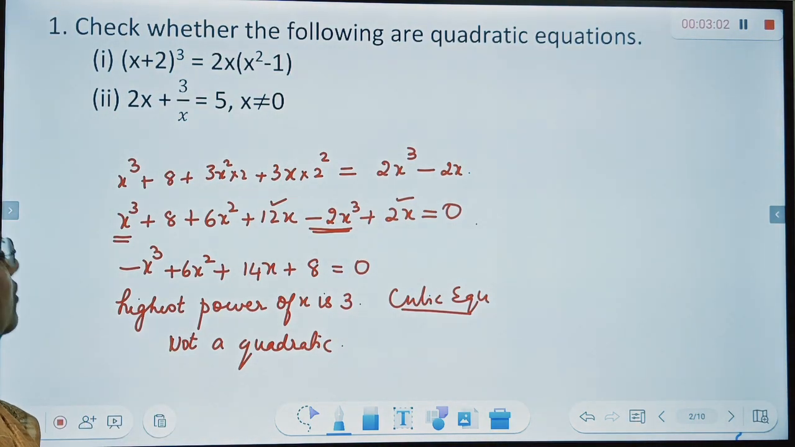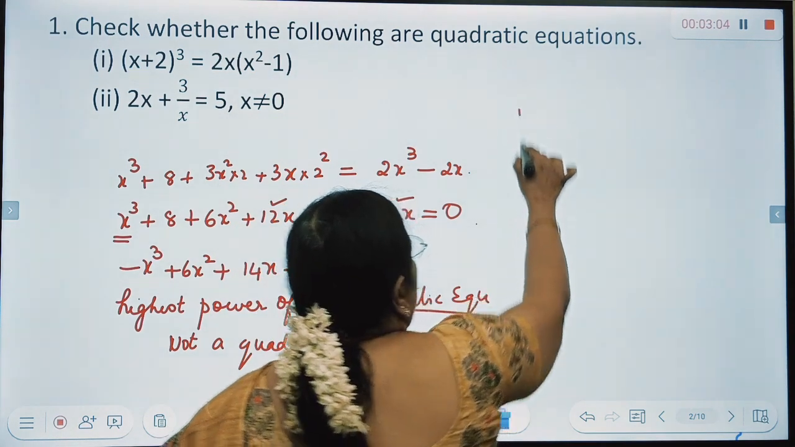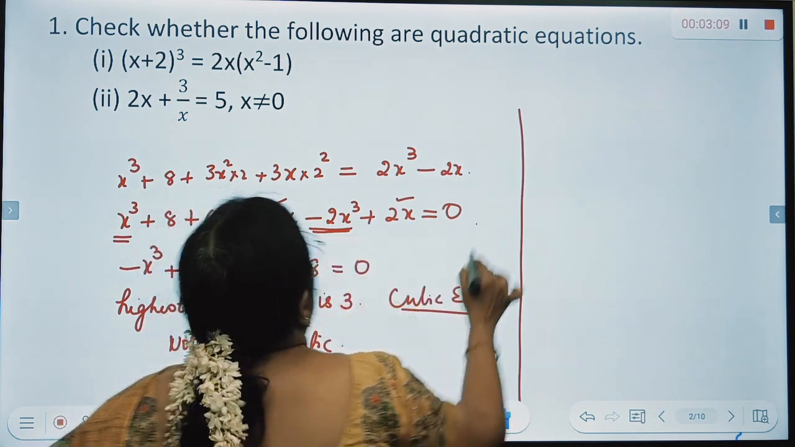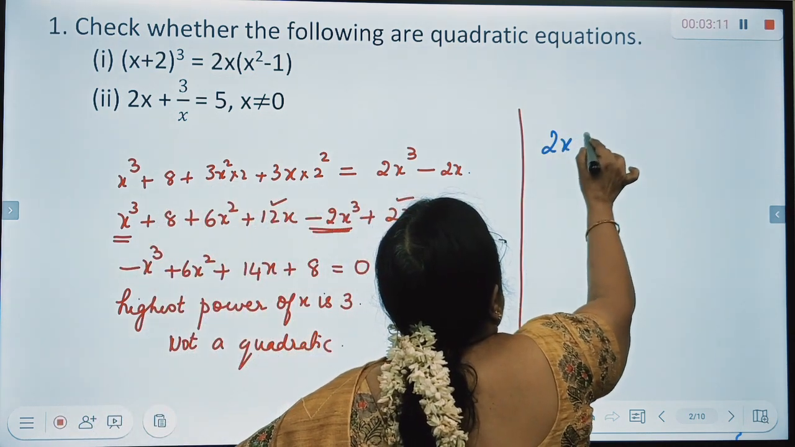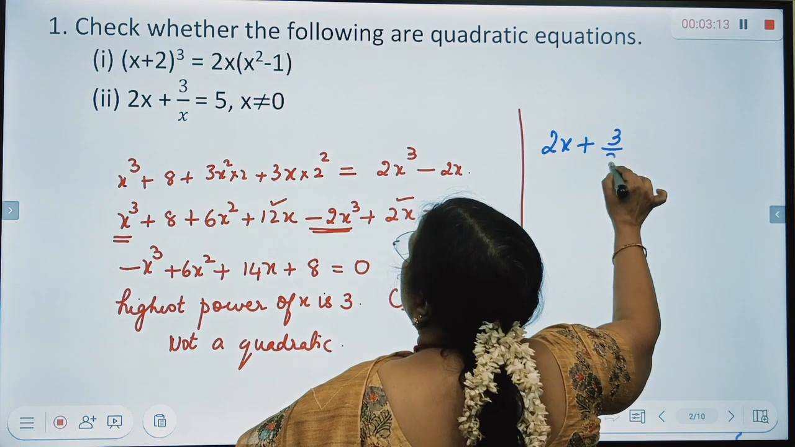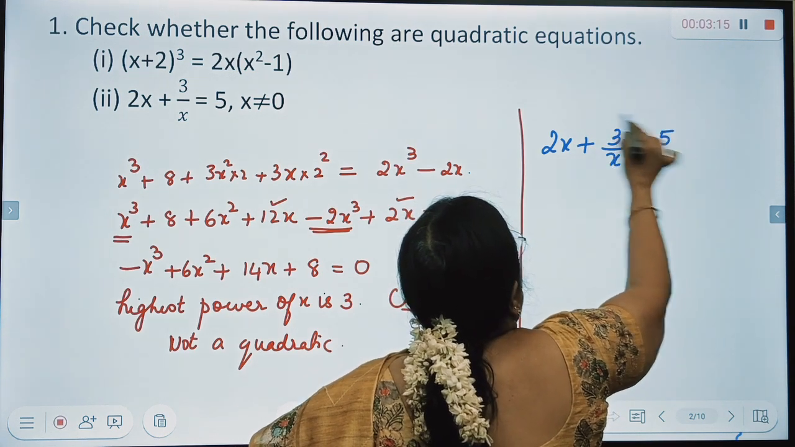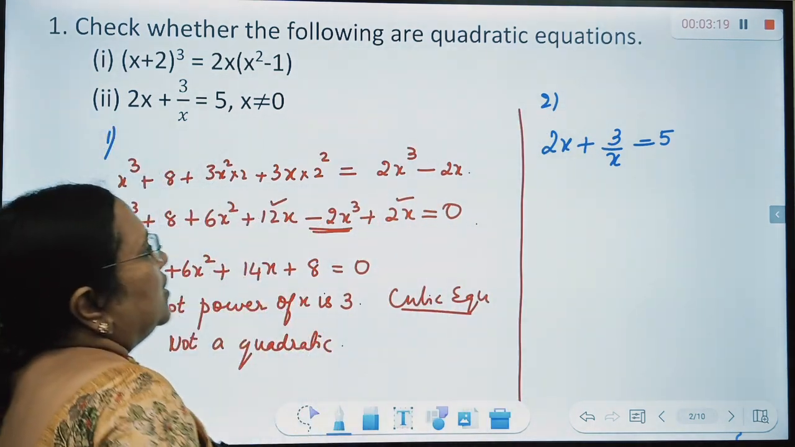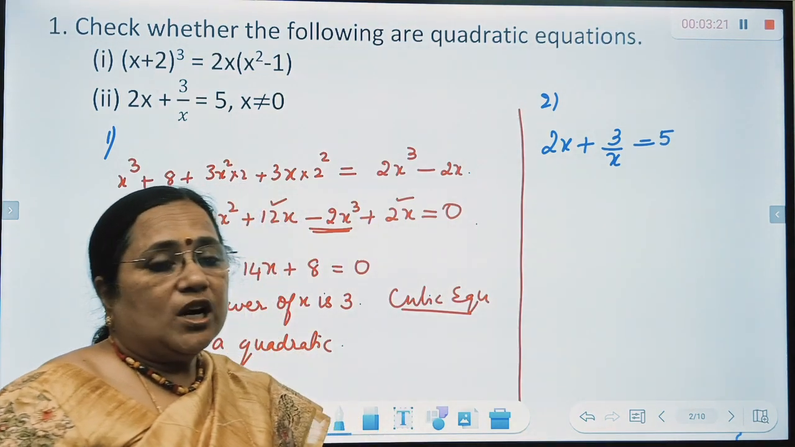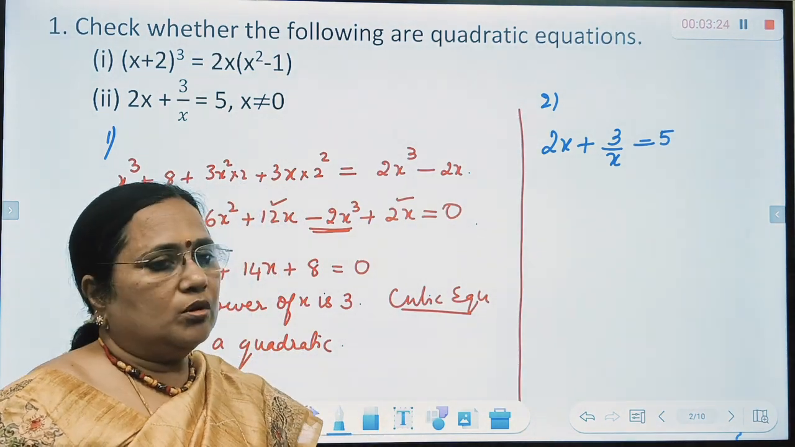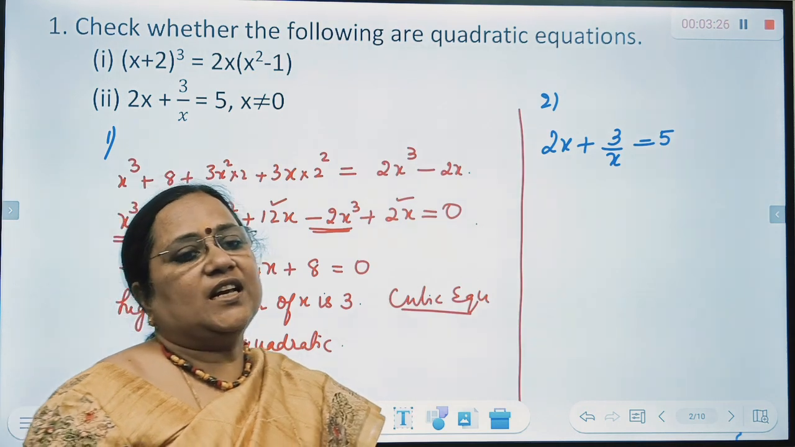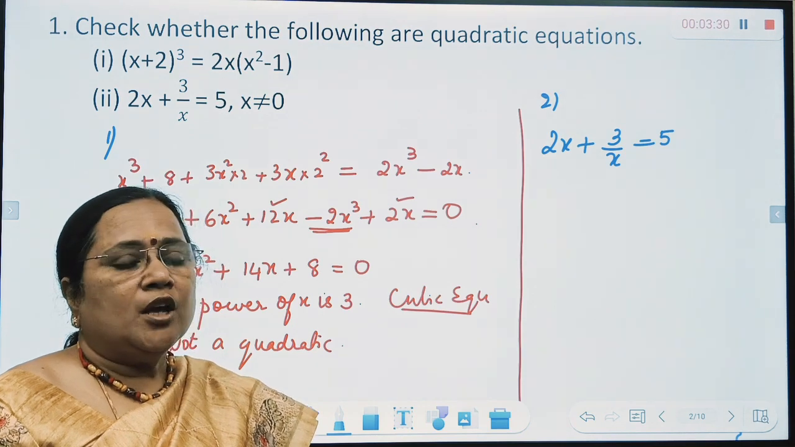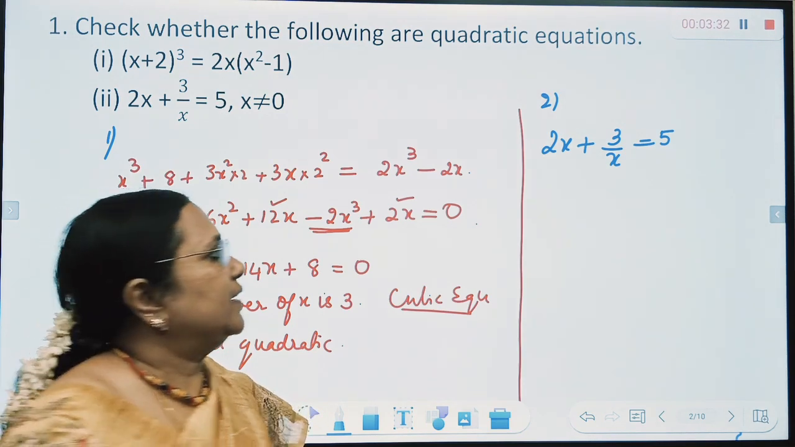Now look at the second part of the question. You have 2x plus 3 by x equal to 5. This is the second question and this is the first. Sometimes directly if you look at the equation, you may not be able to clearly say whether it's quadratic or not. But when you simplify, you understand the equation much better.